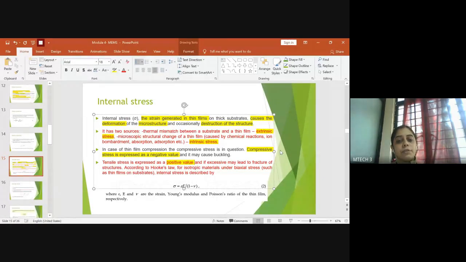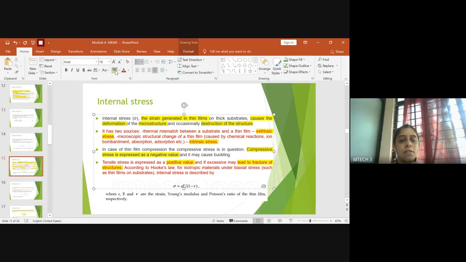And if you have an excessive amount of tensile load, then it will easily lead to the fracture of the structures. So you should know when the material gets fractured and when it won't, right? The material will get fractured if the load subjected is more than what it can bear for tensile stress. Then it results in the fracture.